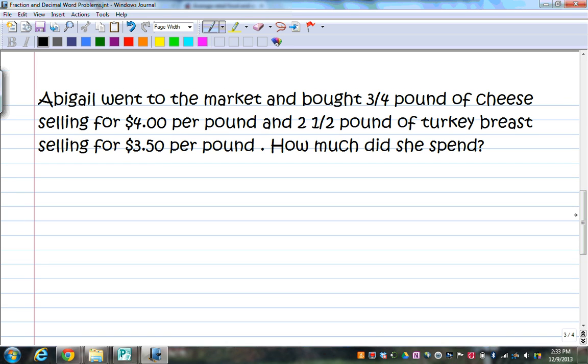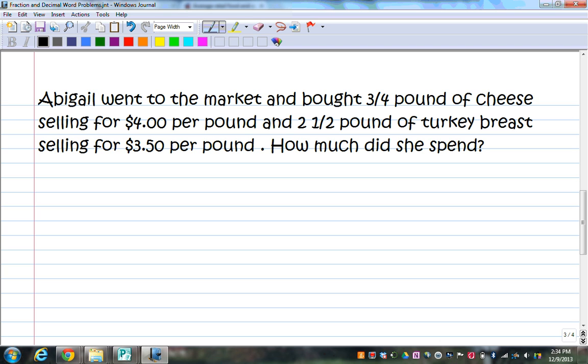Abigail, she went to the market and she bought some cheese. In fact, 3/4 pound of cheese, and it's selling for $4 a pound. And then she bought 2.5 pounds of turkey breast. That's selling for $3.50 a pound. How much did she spend?